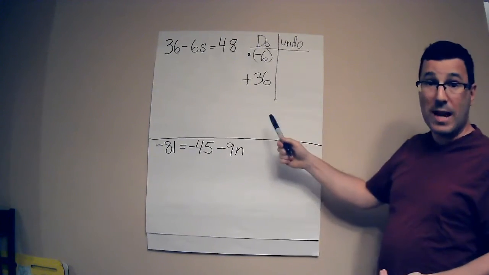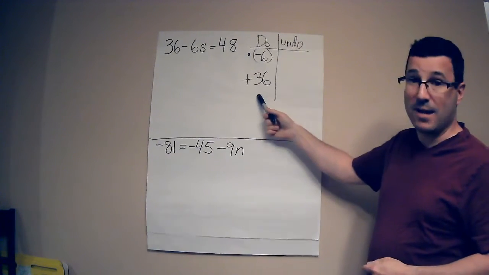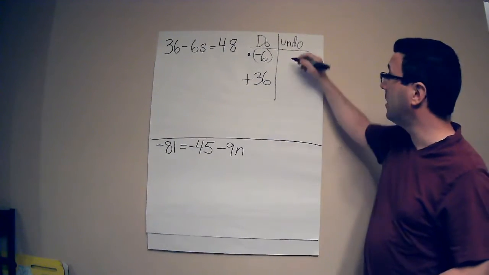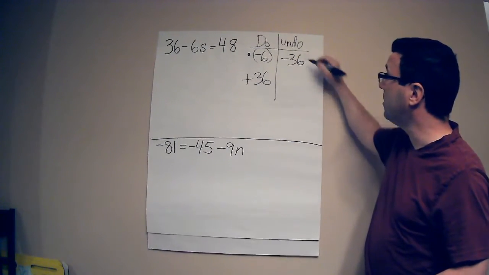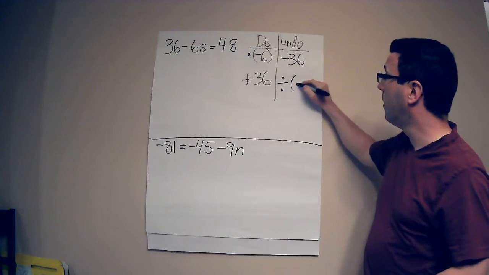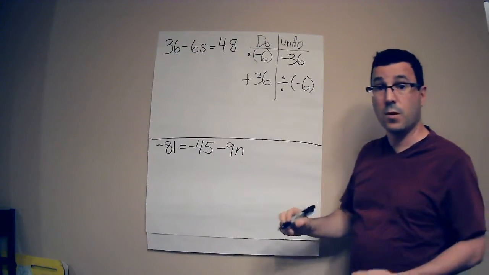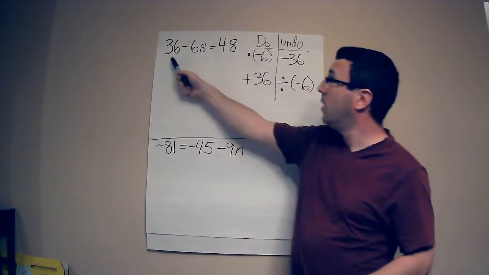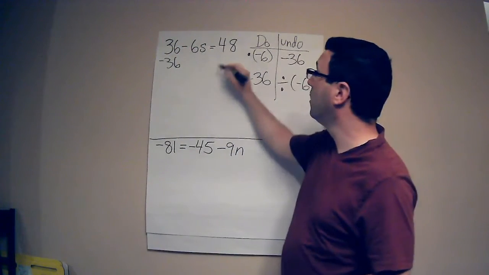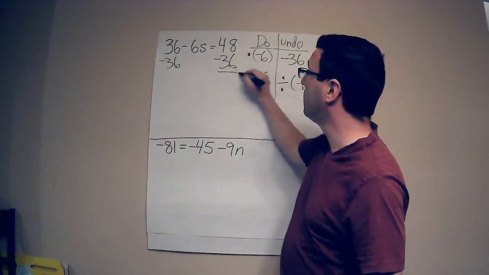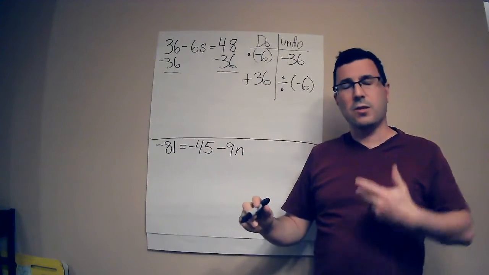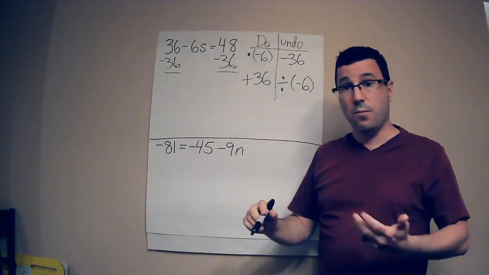So, what was the last thing we did to the variable? We added 36. So the first thing we undo is that adding 36. So we're subtracting 36, and then we are dividing by negative 6. So let's do that. So I'm going to write minus 36 under here. I'm going to write minus 36 underneath the 48.